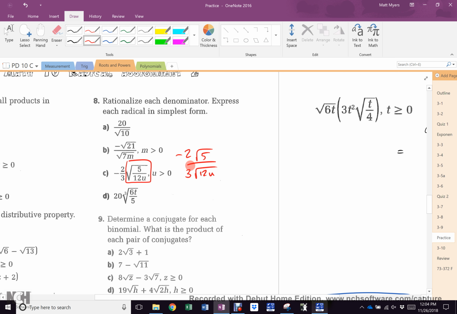What there don't we like? We don't like the radical at the bottom. How do I get rid of it? Multiply by root 12u over root 12u.